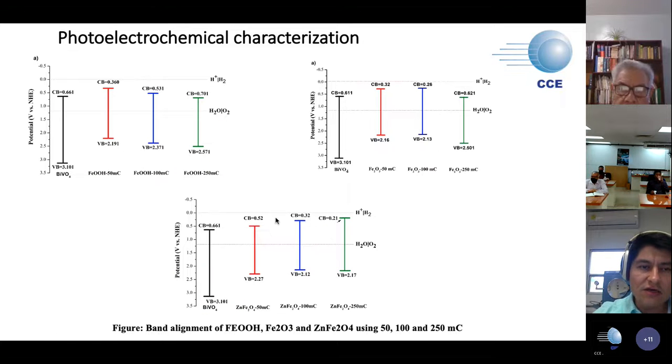And as you can see, in all cases, we have the position of the bands. The position of the bands was calculated in this case, and opposite to the case that I explained in the morning, the flat band potential gives us the position of the conduction band. So subtracting the band gap, we can calculate the position of the valence band. So we can demonstrate that these materials are good for working as a photoanode for the oxygen evolution reaction. In all cases, the material should work. Also, as a reference, the bismuth vanadate potentials are placed.